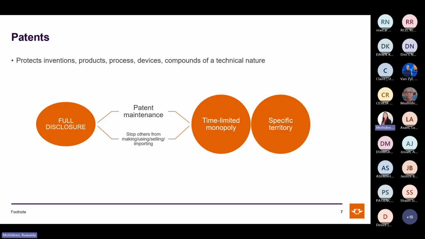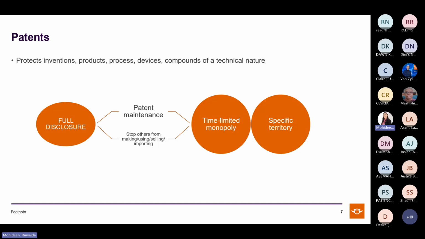And what does it do? Essentially, it gives you a monopoly. If you came up with a technical invention and you want to protect it, a patent gives you the right to protect it by allowing you to stop others from copying you. But note that it's time limited, so patents only last 20 years, and it's territorial. So you only have protection in the countries in which you file for protection.